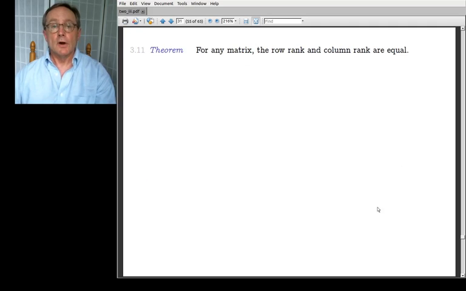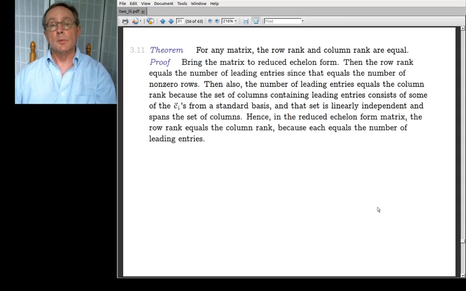Next result, a very often used result: the row rank and column rank are equal. Row rank and column rank of a matrix are equal. The number of linearly independent rows and the number of linearly independent columns is the same number. And the proof is, at this point we have a lot of machinery, so the proof turns out to be not many sentences. You bring the matrix to reduced echelon form, not just echelon form, reduced echelon form. Remember where you eliminate up as well as down.